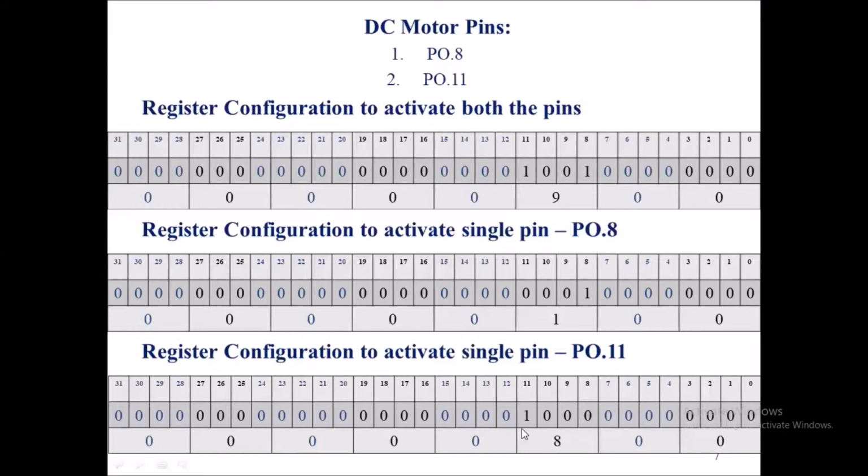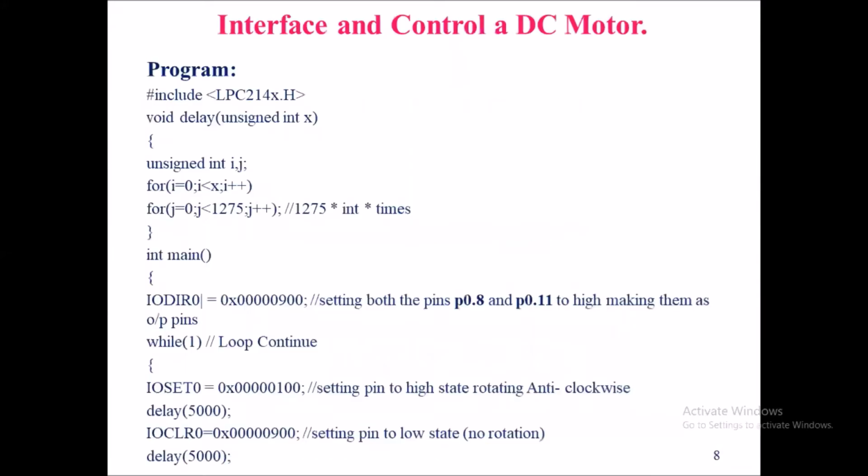So you need to write 1 across the 11th pin, and all other pins should be 0. After that, the register configuration in terms of hexadecimal format is 50800. So this is the register configuration to activate the pins of the DC motor. Next we have a program.